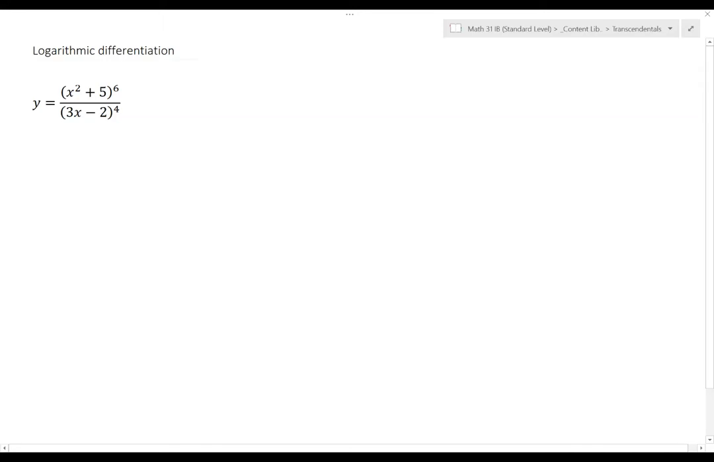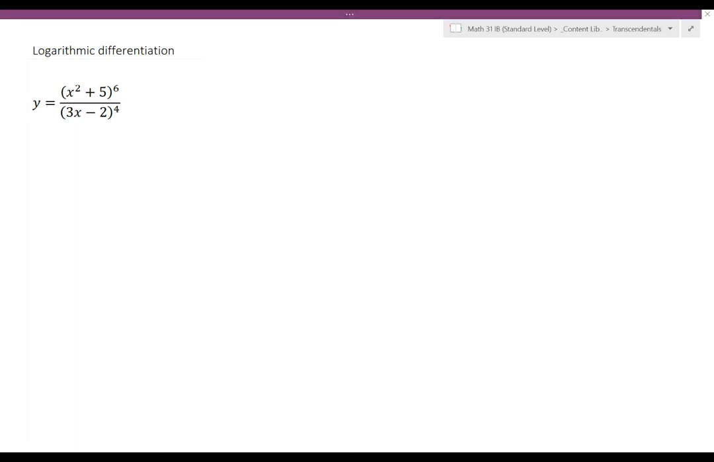Hi everyone. In this video, we're going to look at how we can use the derivatives of logarithms to make some other types of derivatives either simpler, as is the first case, or possible, which is what's going to happen in the second case. So if I look at this first function, y equals (x squared plus 5) to the power of 6 over (3x minus 2) to the power of 4, this is something I can derive using previously learned techniques. So we can derive this function using a combination of the quotient rule and chain rules, but it's kind of lengthy and it gets messy.